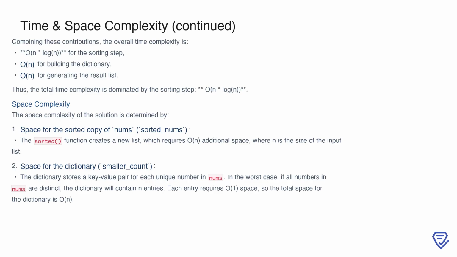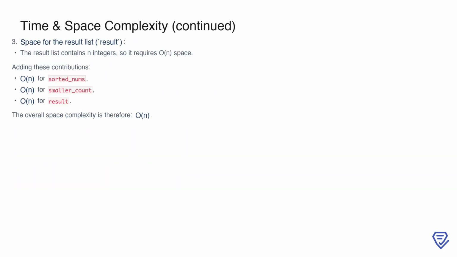Moving on to the space complexity, we consider the storage required during execution. First, the sorted function creates a new list, which requires n space to store the sorted copy of nums. Next, the dictionary smaller_count stores key value pairs for each unique number in nums. In the worst case, where all numbers are distinct, the dictionary will contain n entries. Since each entry consumes constant space, this step also requires n space in total. Additionally, we need space for the result list, which contains n integers. This requires another n space.